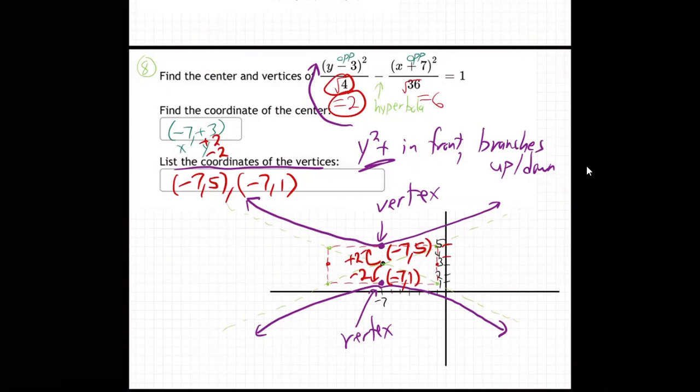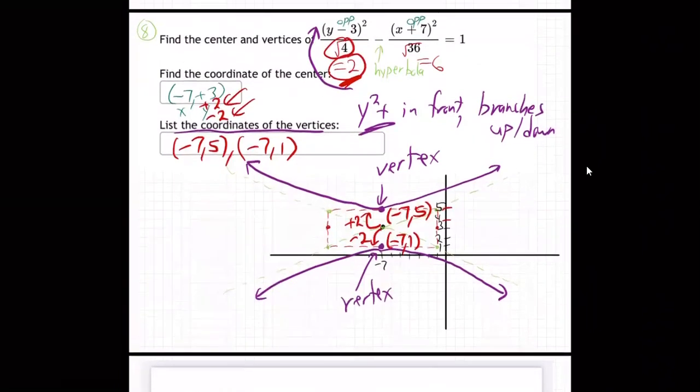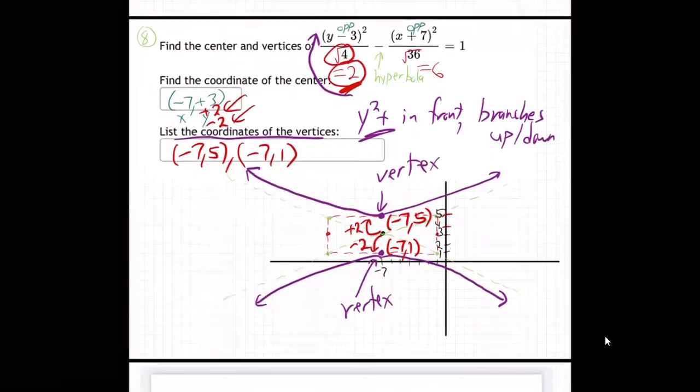That's really what's happening there. You go up and down 2 from the center. You add 2 and subtract 2 from the y coordinate of the center, because the branches go up and down whatever's underneath y. So there we go. They don't want the graph, just those coordinates.